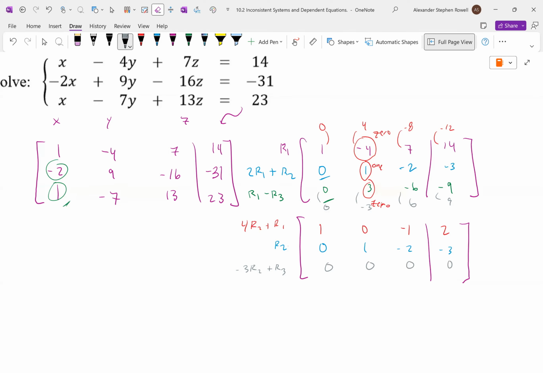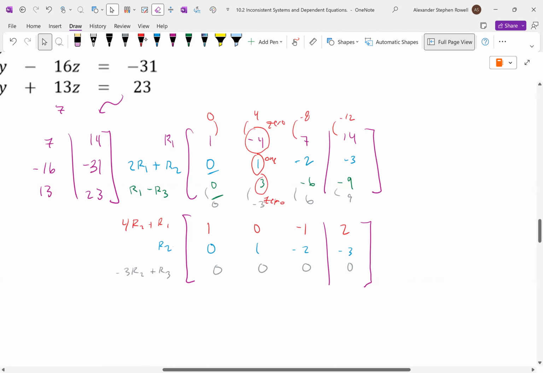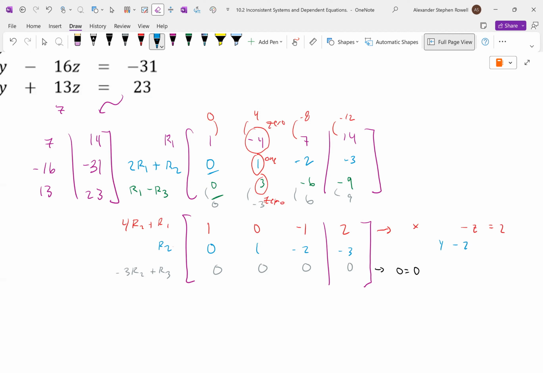So now there's no way for me to eliminate these numbers, -1 and -2, because I only have 0 to work with. So I can't get rid of it. This means that the bottom equation is 0 equals 0. As long as we don't get anything inconsistent above it, it's a dependent system. So the top equation corresponds to x minus z is equal to 2. And the bottom one is y minus 2z is equal to -3.